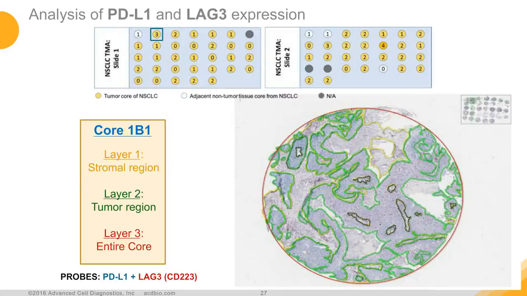For the analysis of the inhibitory checkpoint markers, PD-L1 and LAG3, we designated two different regions of interest. These included the stromal and the tumor regions. Additionally, the entire core was also processed so that a comparison to the remainder of the tissue core could be demonstrated. These regions here are identified as layers, where yellow areas represent stromal regions, green areas designate tumor regions, and the entire core is within the red perimeter surrounding the cell.